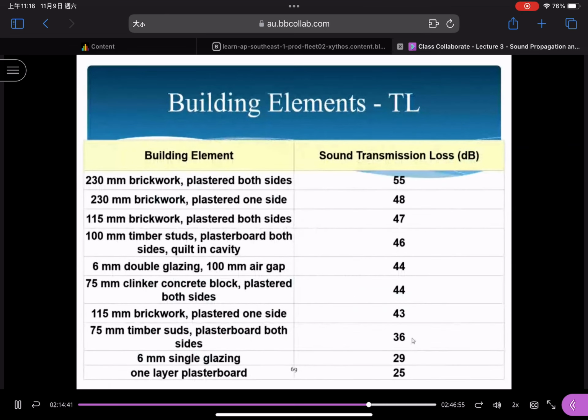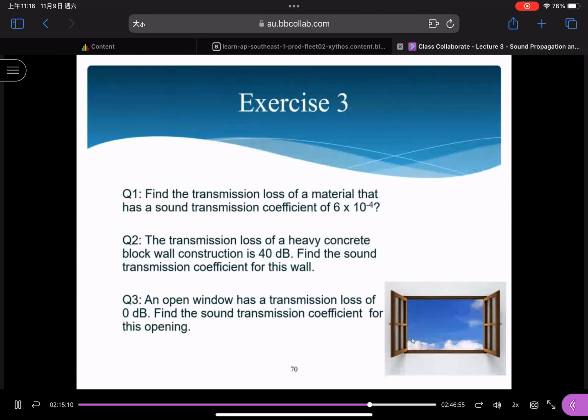For different building elements, in terms of the transmission loss, these are common materials. For example, for plasterboards, the transmission loss can be up to 55 dB. It means that when sound fields pass through this one, 55 dB of the sound energy can be isolated. This is just for your reference.